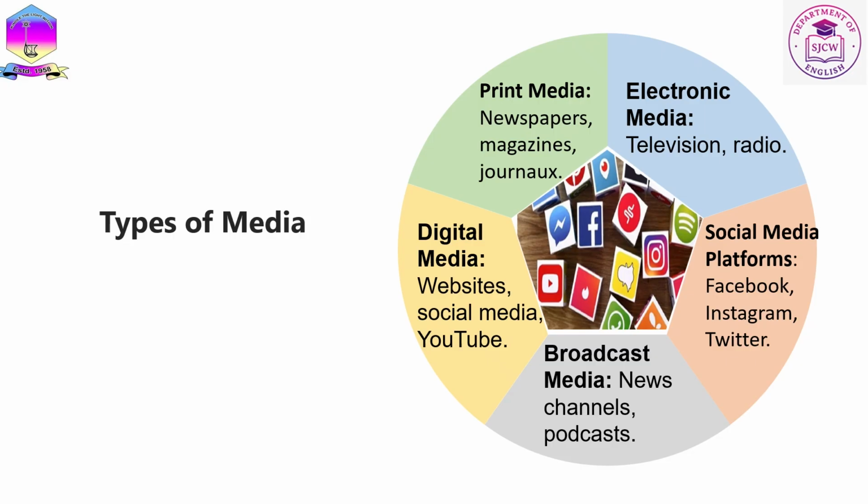Now, there are different types of media. Let us see them one by one. First is the print media, which is newspapers, magazines, or journals. Second is the electronic media, that is television or radio. Then you have social media platforms like Facebook, Instagram, and Twitter. Broadcasting media like news channels and podcasts. And the digital media, that is websites, social media, and YouTube.